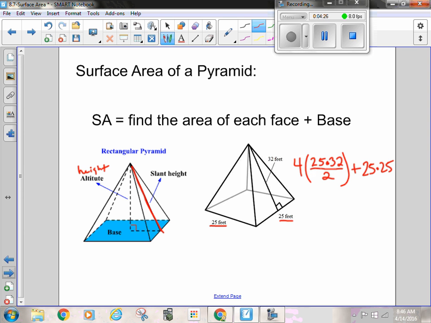So I'm going to just multiply them all and add them. Just into our calculators they go. Pretty simple with that. And 25 times 25. We get 2,225, and here it says feet squared.